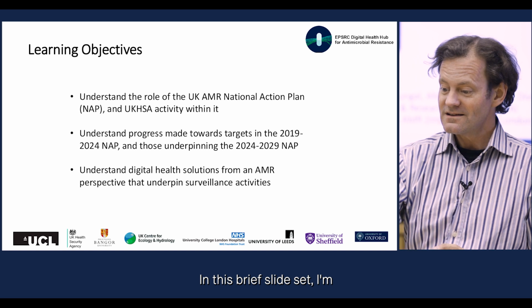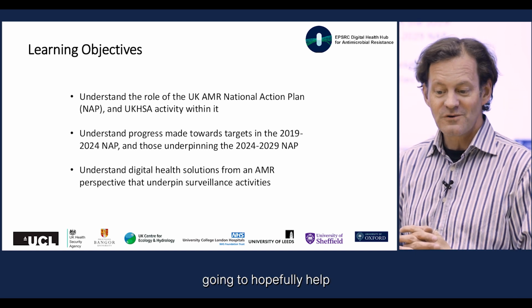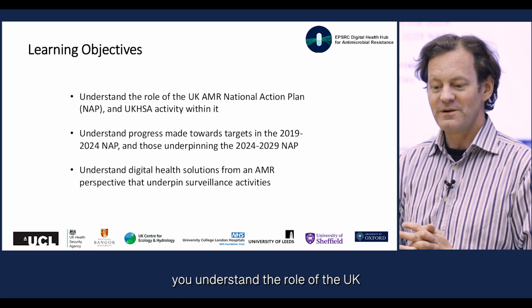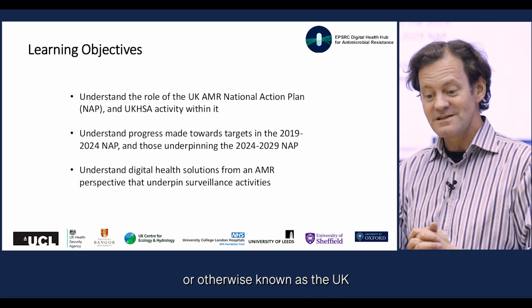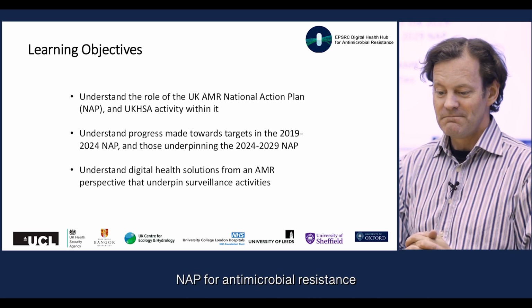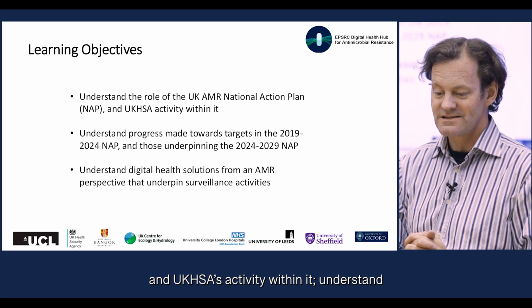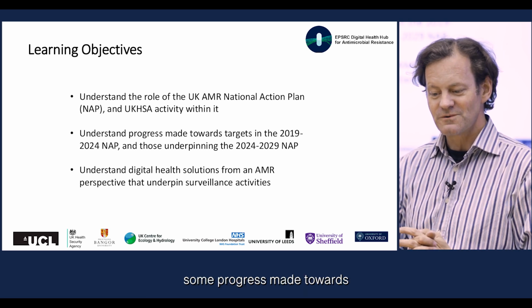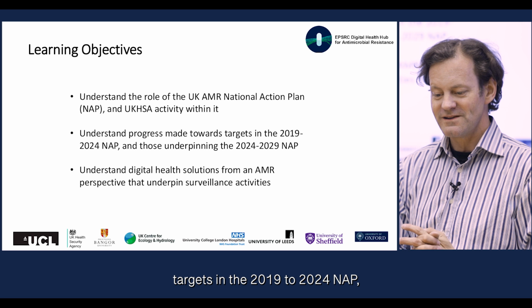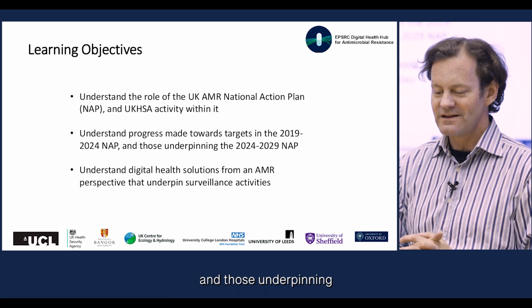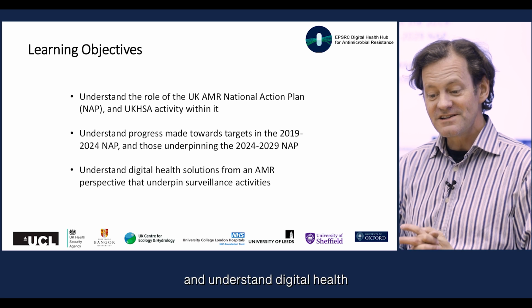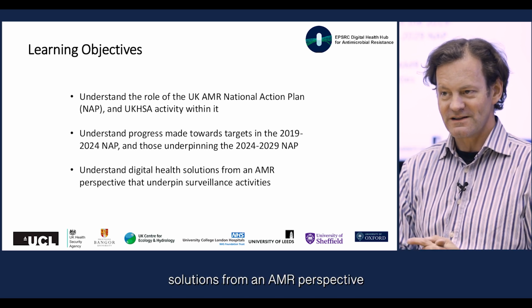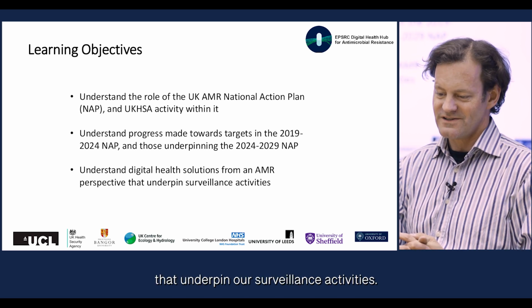In this brief slide set, I'm going to hopefully help you understand the role of the UK National Action Plan, otherwise known as the UK NAP, for antimicrobial resistance, and UKHSA's activity within it. Understand some progress made towards targets in the 2019 to 2024 NAP and those underpinning those in the 2024 to 2029 NAP, and understand digital health solutions from an AMR perspective that underpin our surveillance activities.